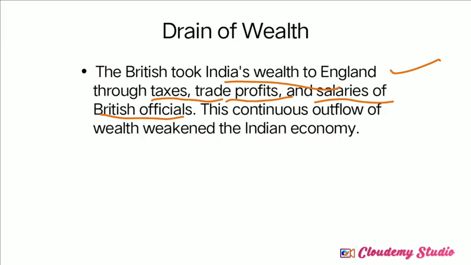Next, trade profit. They engaged in trading, buying raw material and selling finished British manufactured goods in India. The profit they made also moved to England. Next, the salaries of British officials, correct? They received salary from the Indian treasury, and that salary amount was sent to England. By these ways, India's wealth was completely drained to England.